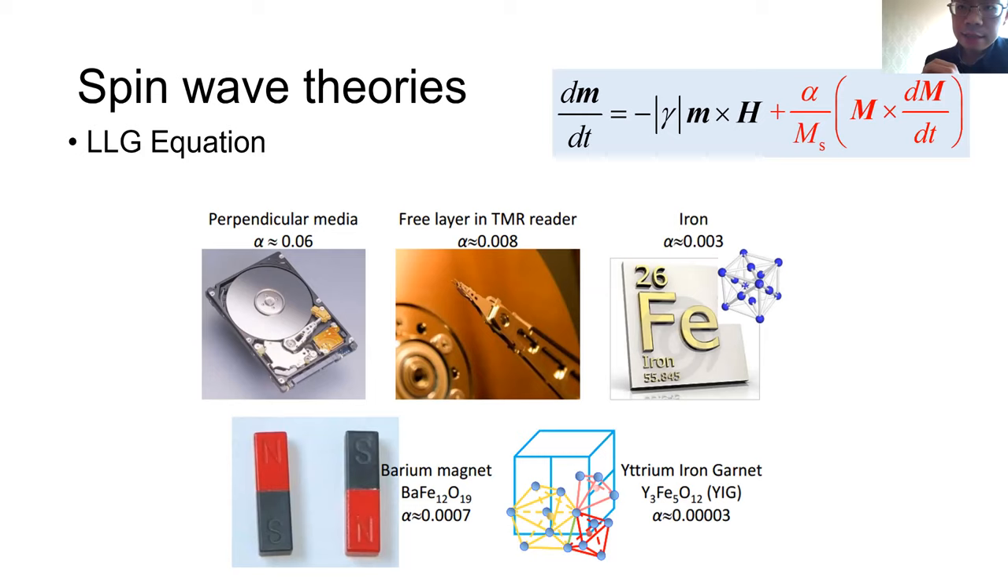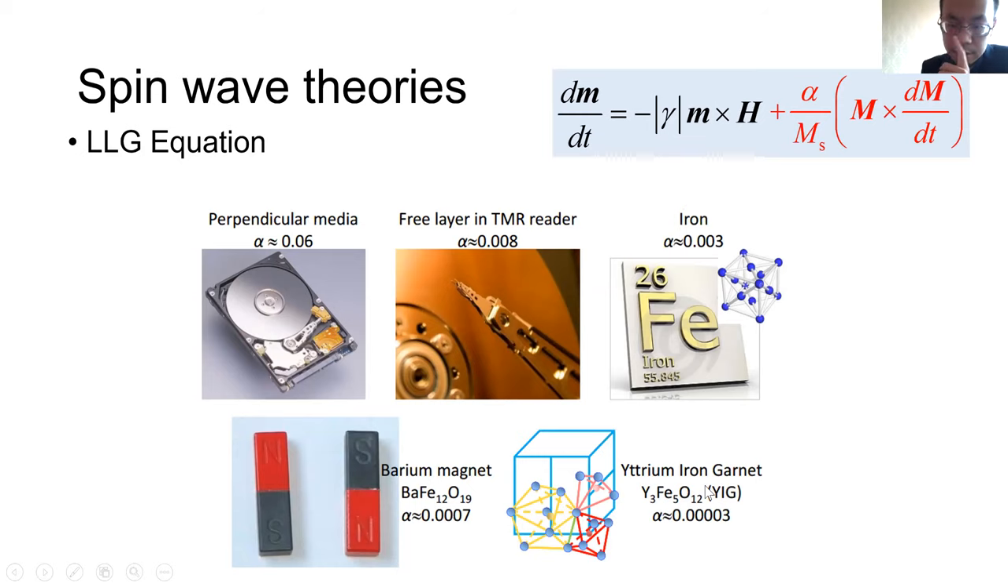So the larger the alpha, the faster the precession would go back to the balance position. That means the stop of this precession. So that's why the larger the alpha, the more the loss of the magnetic materials.